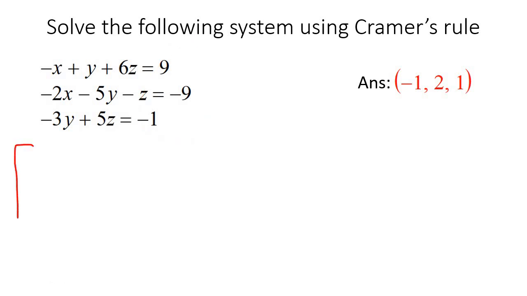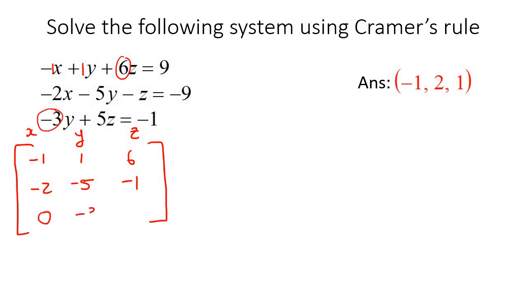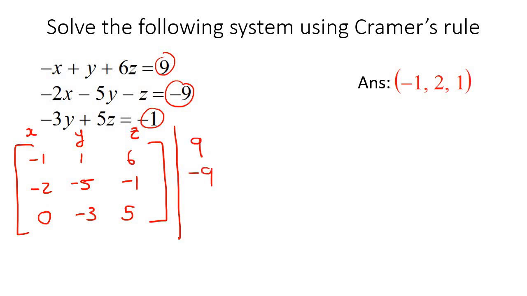Then what you're going to do is convert that into a matrix. So the x's first, then the y's, and then the z's. For this x, it's a -1. For that y, it's a 1. For this one here, it's a 6. Then it's a -2, then a -5, then a -1. Now for this one, there is no x, so you just put a 0. Then for the y, it's a -3, and for the z, it's a 5. So there's what we've done over there. Then I'm just going to put a little line here, and I'm going to put these three numbers over here. So +9. I'm sorry, that was +9, Kevin. +9, -9, -1.